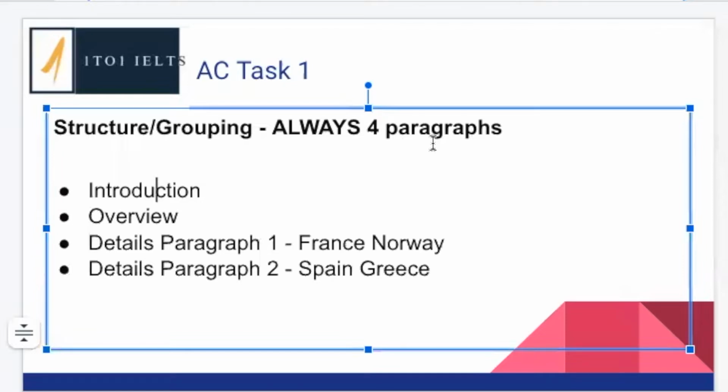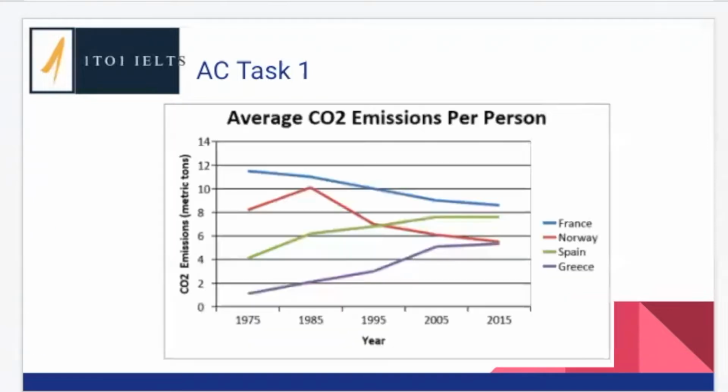Unlike with task 2, there is no option. Cambridge will only consider 4 paragraphs as correct. Let's have a look at our decreasing data first. Again, are we going to talk about France first or Norway first, which makes more logical sense?